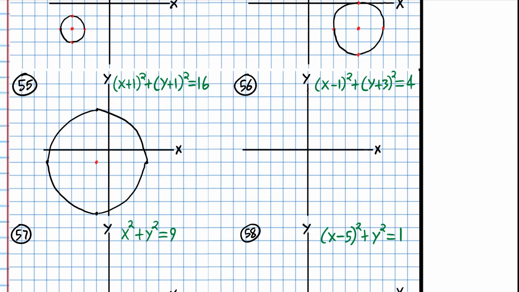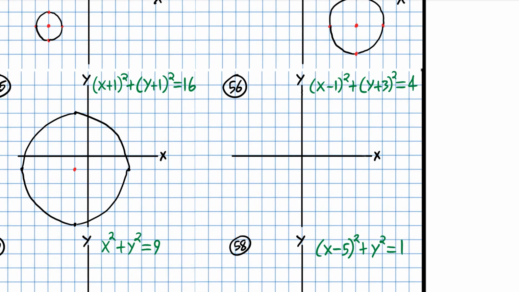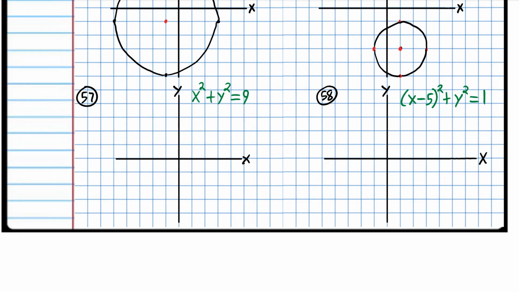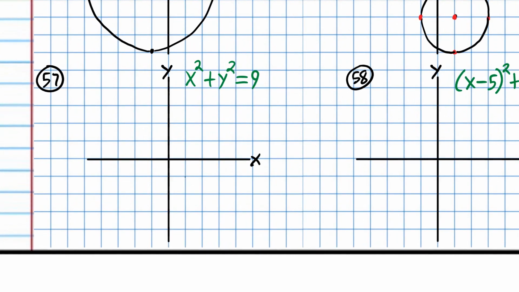All right, we're back. So 1, negative 3. That'll be here. And square root 4, and you get 2. So the radius is 2. And connect the dots. And there you go. So if you got something like that, good job. Try number 57, and when you come back, we'll do it together.